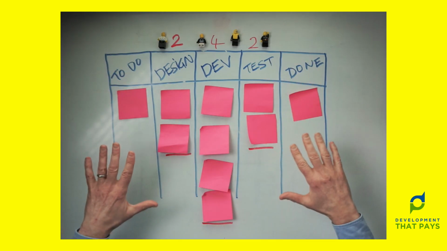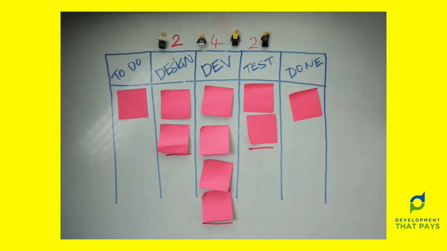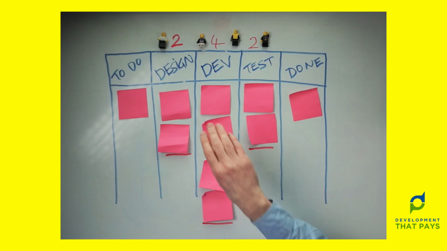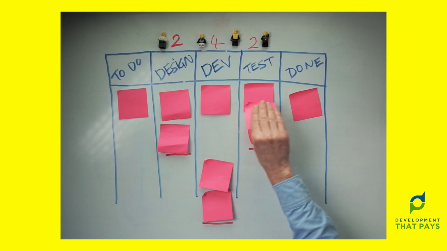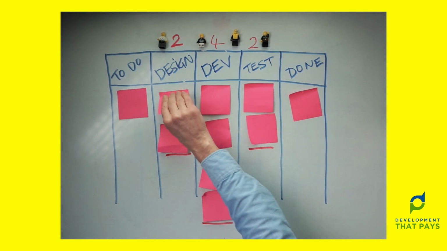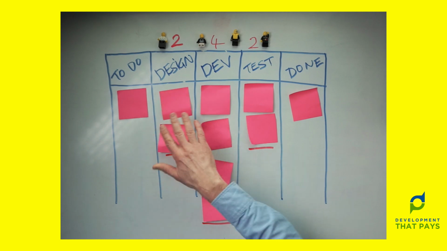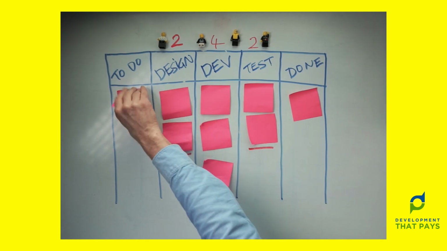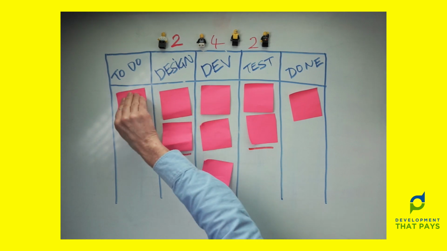Question for you. Looking at this board and the work in progress limits, which of these cards can move? Well, it's only these 2 here. Dev is stuck. It can neither move items into test nor pick up new work from design. Similarly, design can't move into dev, nor can it pick up more work from to do. So what's a poor developer to do?